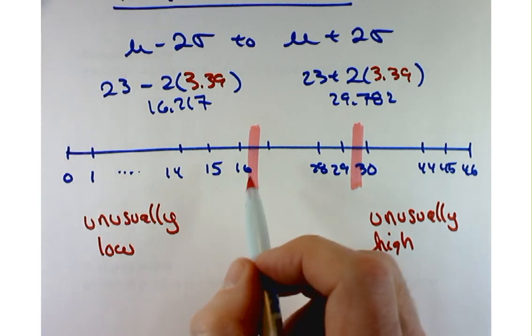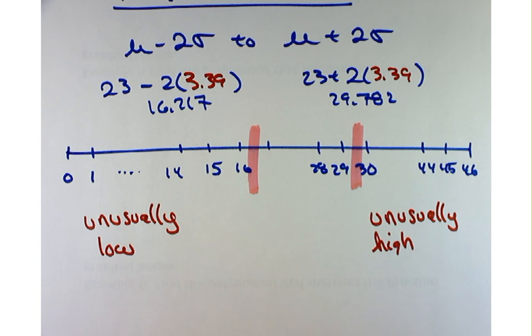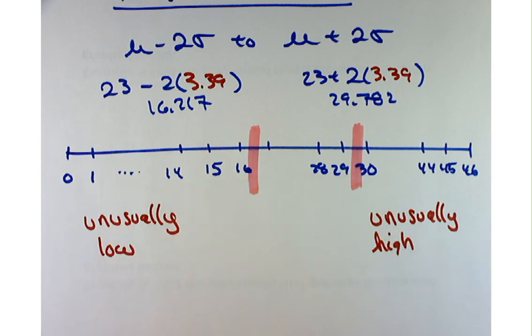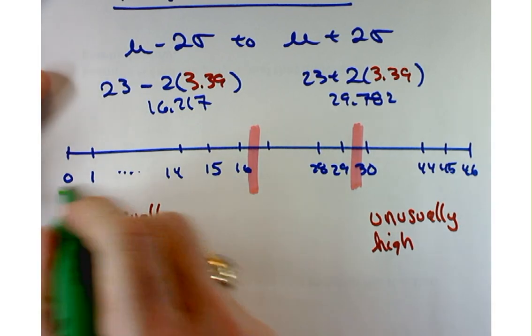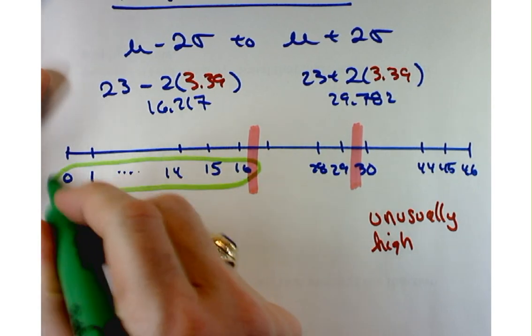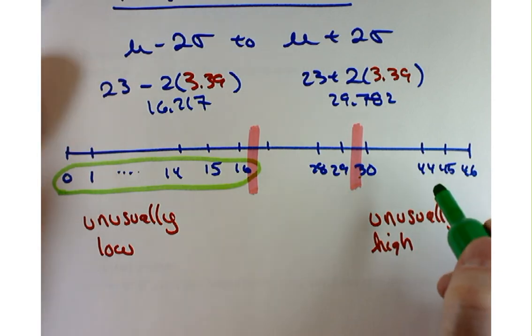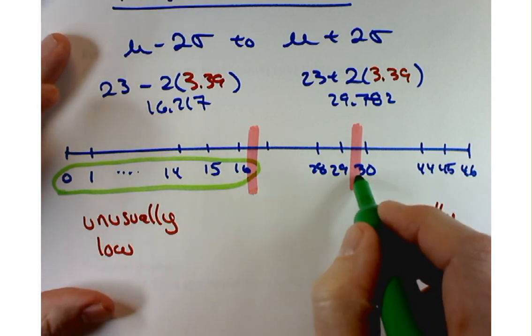My point in doing this is I want you to include the right numbers. What about 16? Is 16 going to be unusually low? Yes or no? Yeah. Get a nod from Larry and a few other people, yes? Yeah. All of these are your unusually low events. How about 30? Is 30 unusually high? Yeah. Yes. Yep.